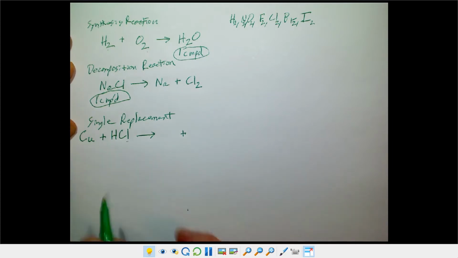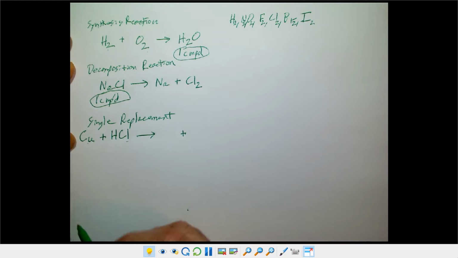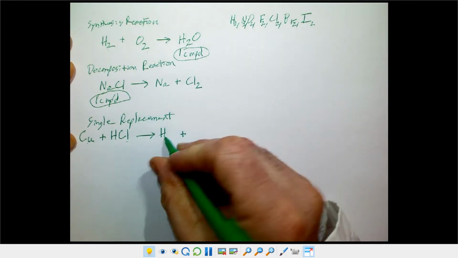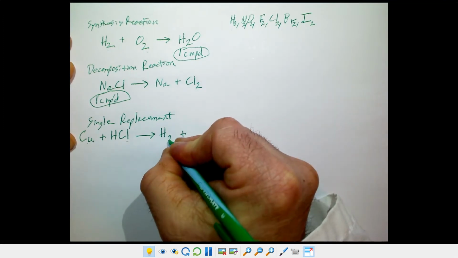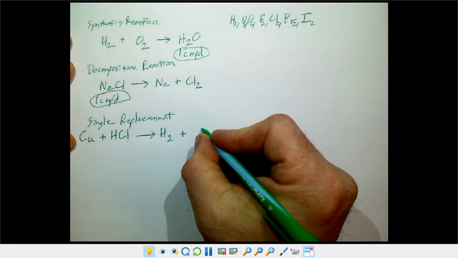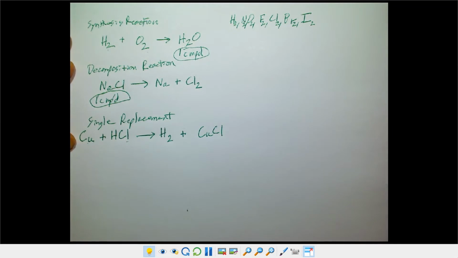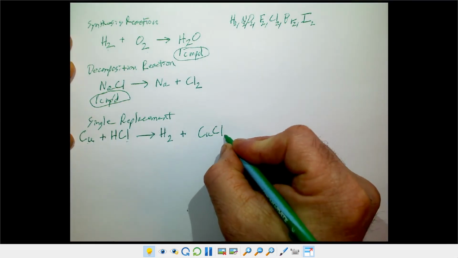I'll explain why the Cu switches with the H. So let's just do the switch. The H is going to be here. Notice that H is one of these diatomic things, and we wrote it by itself, so we have to put a little 2 there. And then the Cu is going to join with the Cl. The actual formula for this is CuCl2.